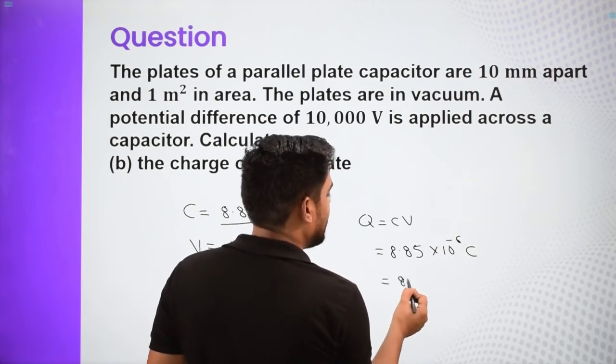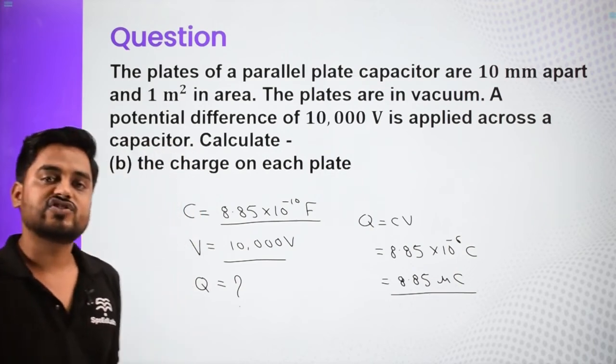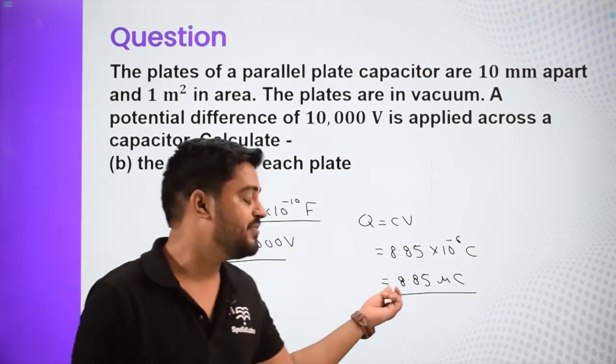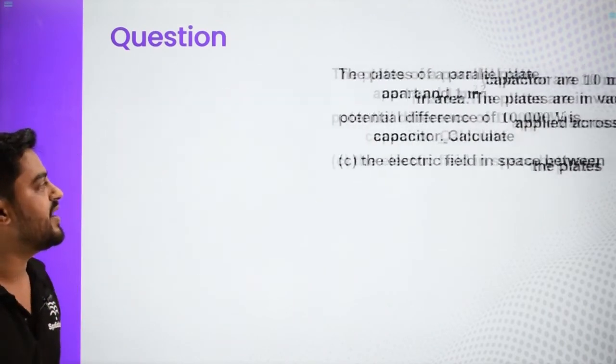That is nothing but 8.85 microcoulomb. So that's the charge on each plate. One plate will be having 8.85 microcoulomb, and the other will be having minus 8.85 microcoulomb.